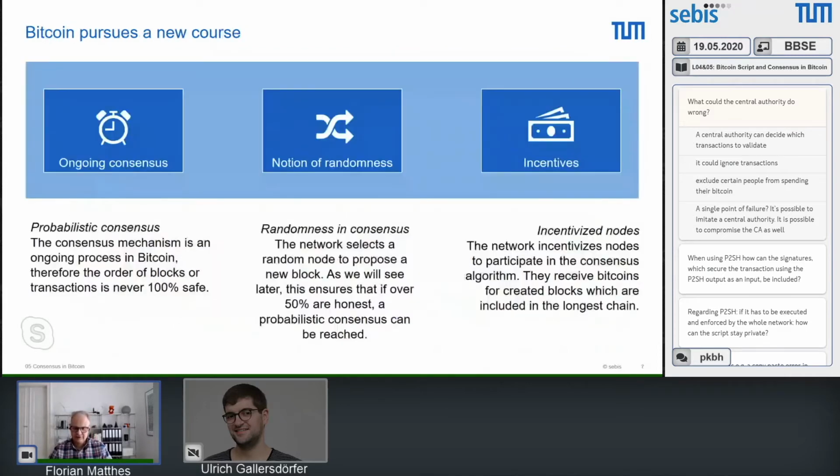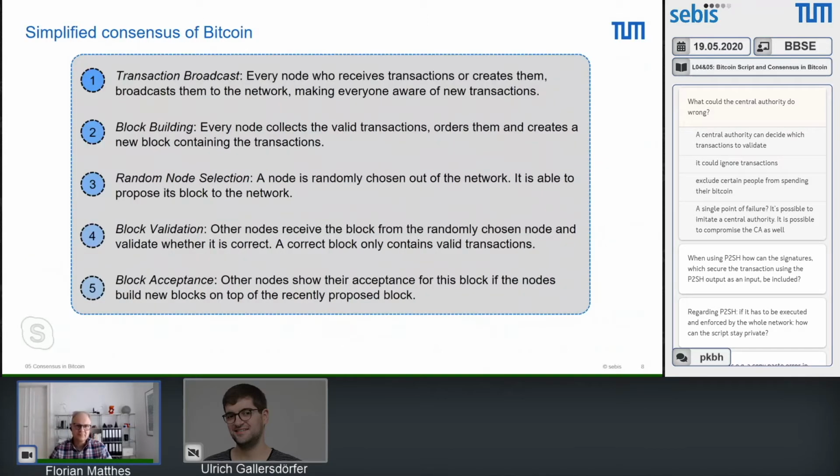Are there any questions? Okay, then we can continue with how this is done technically. And again, we talk about a simplified version of it, and then go one level down to how it's exactly being done.